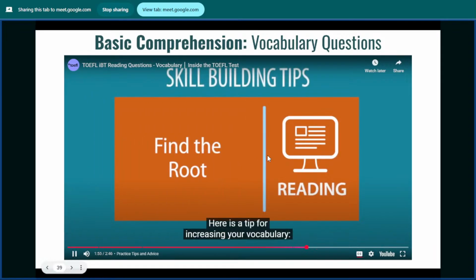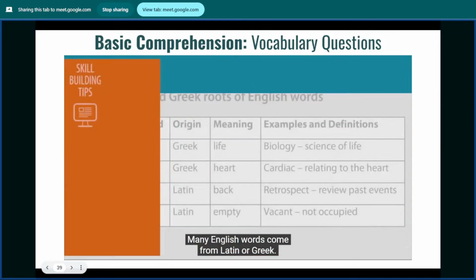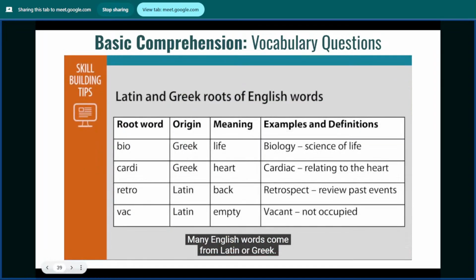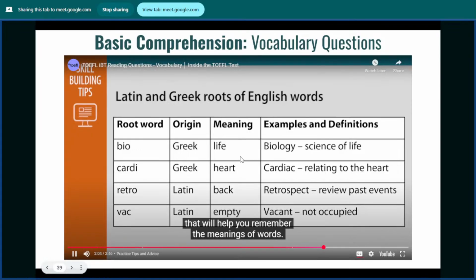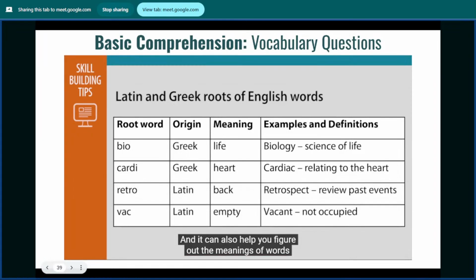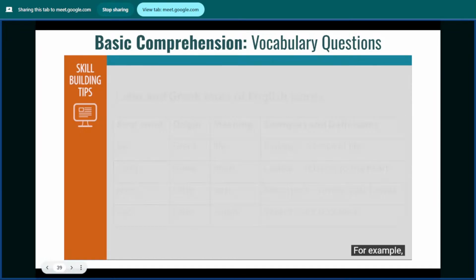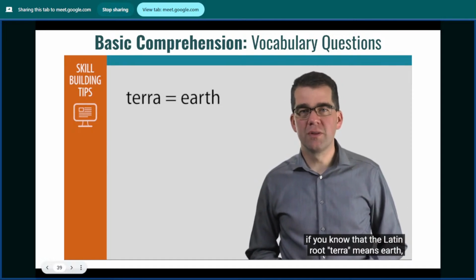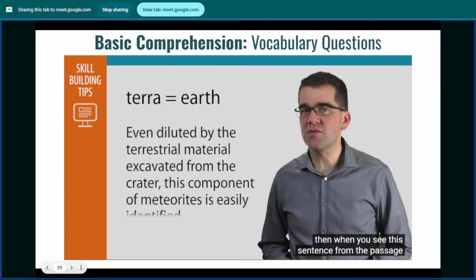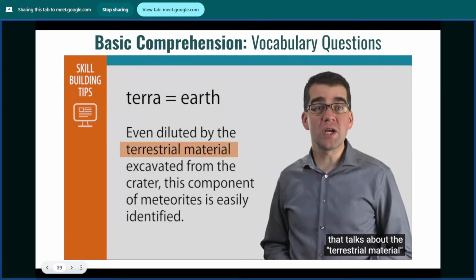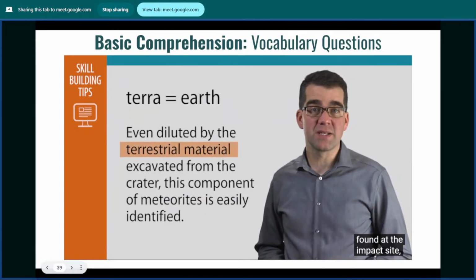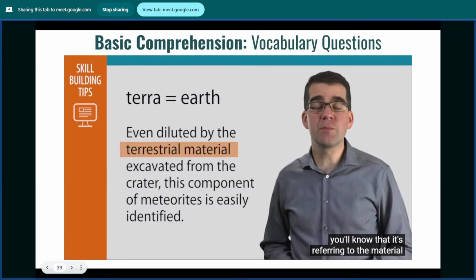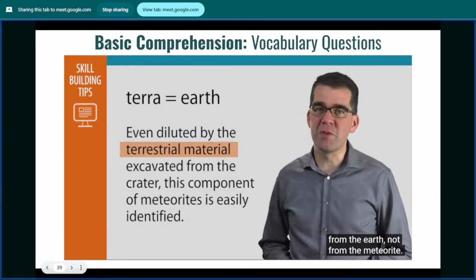Here's a tip for increasing your vocabulary. Many English words come from Latin or Greek. So if you study Latin and Greek roots, that will help you remember the meanings of words, and it can also help you figure out the meanings of words you may not know. For example, if you know that the Latin root terra means earth, then when you see this sentence from the passage that talks about the terrestrial material found at the impact site, you'll know that it's referring to the material from the earth, not from the meteorite.